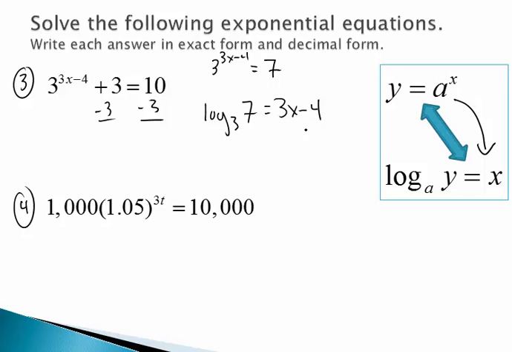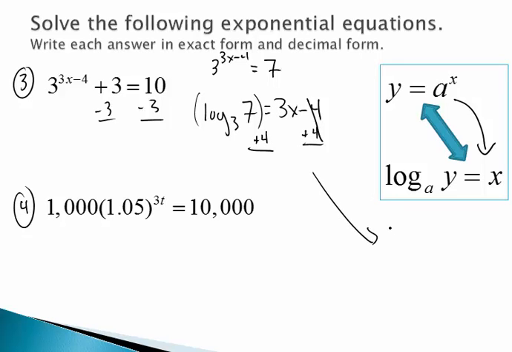If I want to leave this exact, I'm just going to leave that expression there. In order to make that a decimal value, I use my change of base formula. It would be log of 7 over log of 3. I plug that into my calculator. I can use the common log or the natural log. If I want it exact, I have to leave that expression in there.